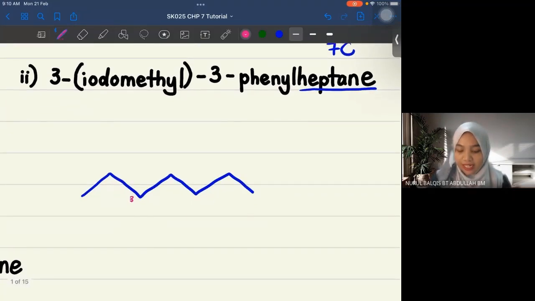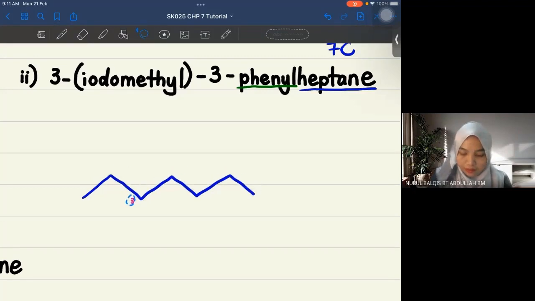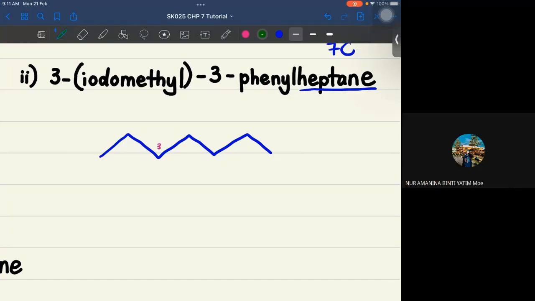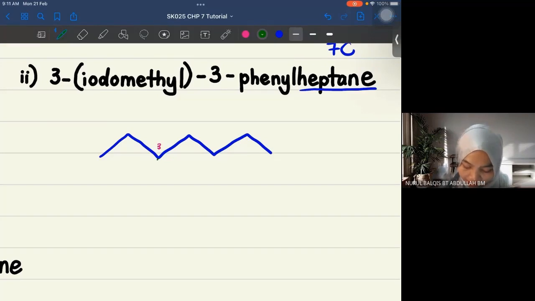Kita ada phenyl dulu. Phenyl ni siapa substituent awak? How does phenyl look like? Macam mana phenyl punya rupa? Benzene ring. Benzene ring as substituent ada 2 case. Yang ni yang mana satu? Got extra CH2 or not? No extra CH2. Okay, jadi kita tarik dia, terus kita ada benzene ring kat sini.